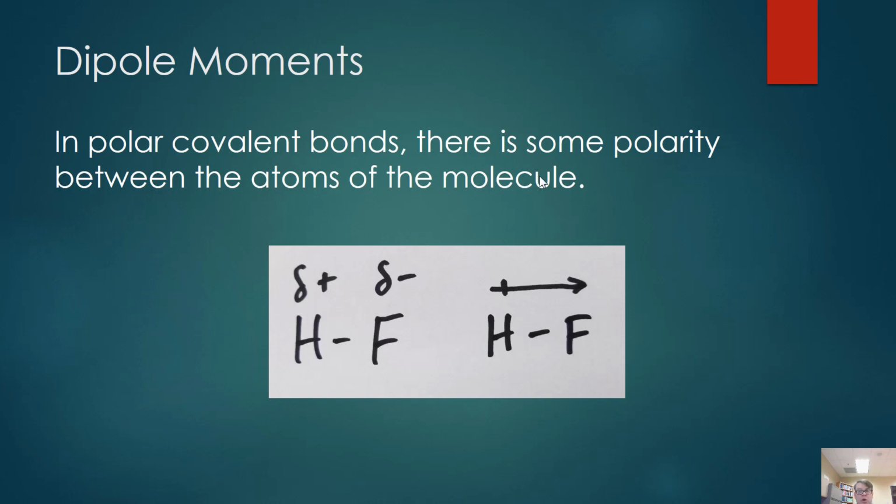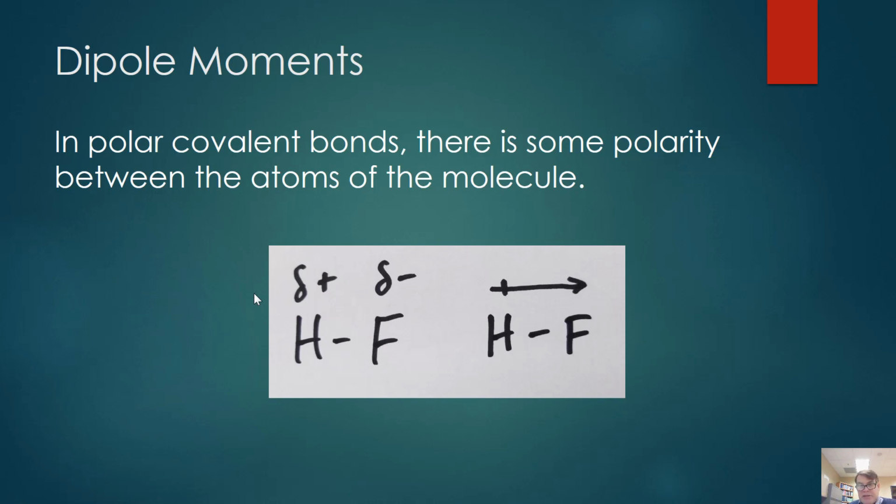we want to talk about in this video, are what are called dipole moments. So in polar covalent bonds, there's some polarity between the atoms of the molecule. So hydrogen fluoride I have here. How are we going to diagram that polarity? Well, we can show the dipole moment with a delta, that's the Greek delta plus, or delta minus. This is a little delta, by the way, for those of you who've had calculus and you're wondering, I thought a delta was a triangle.